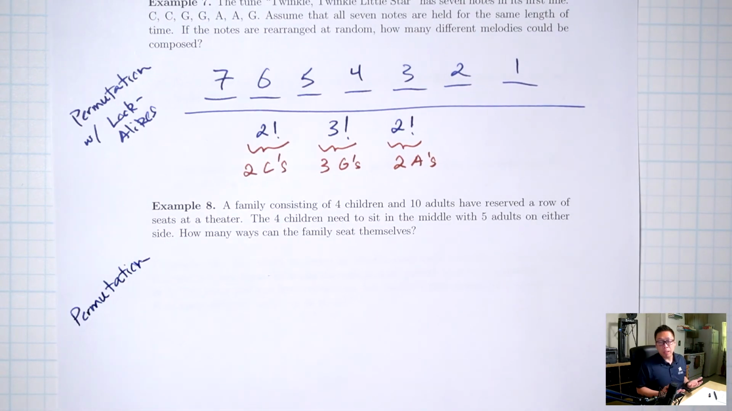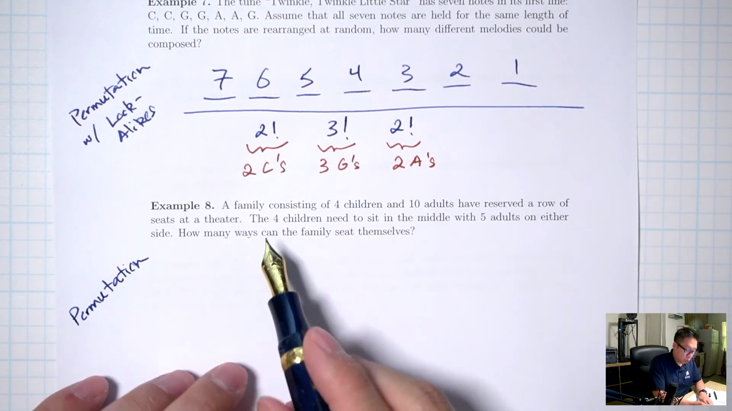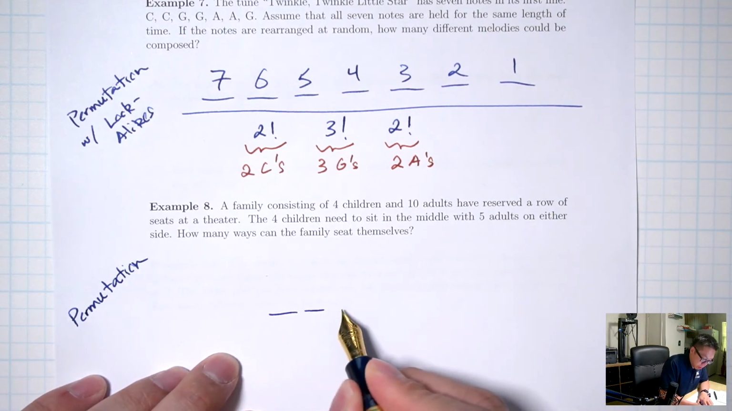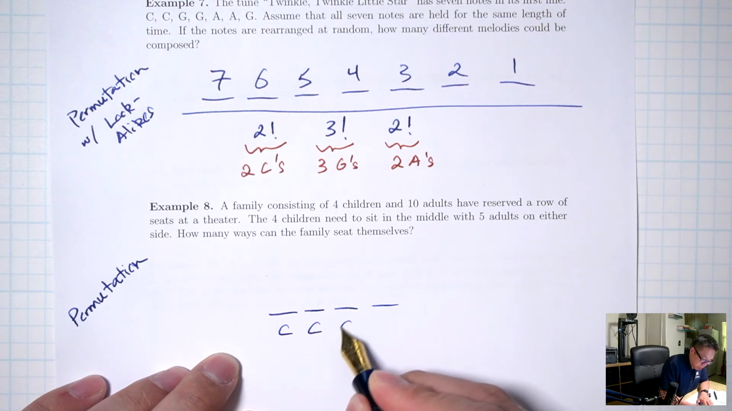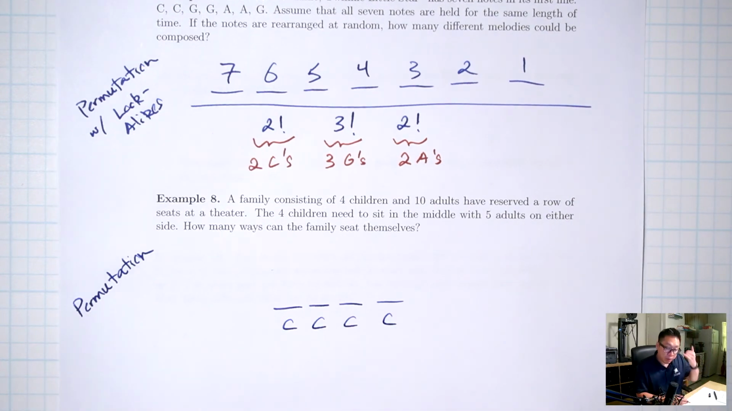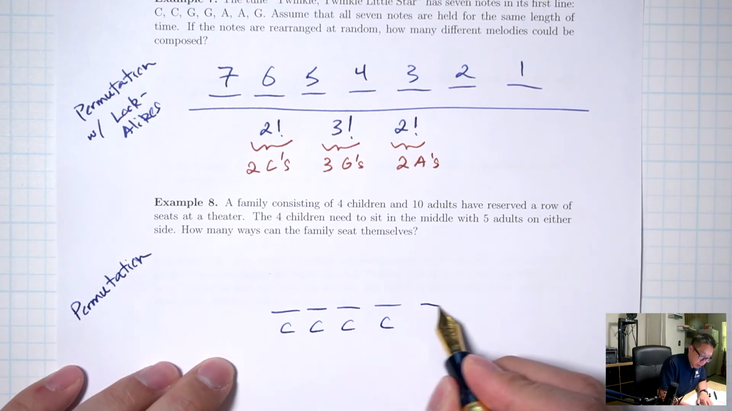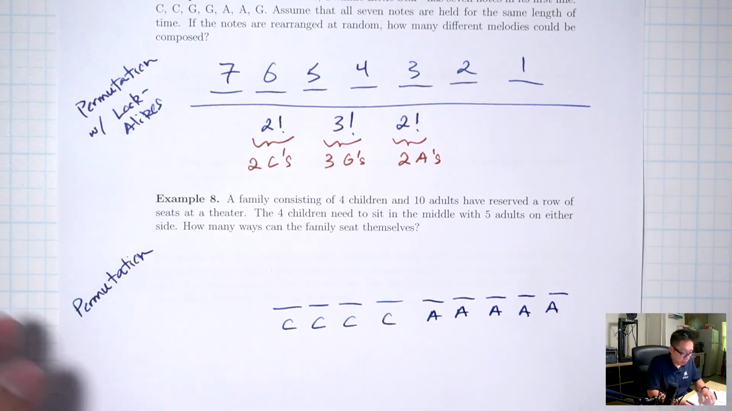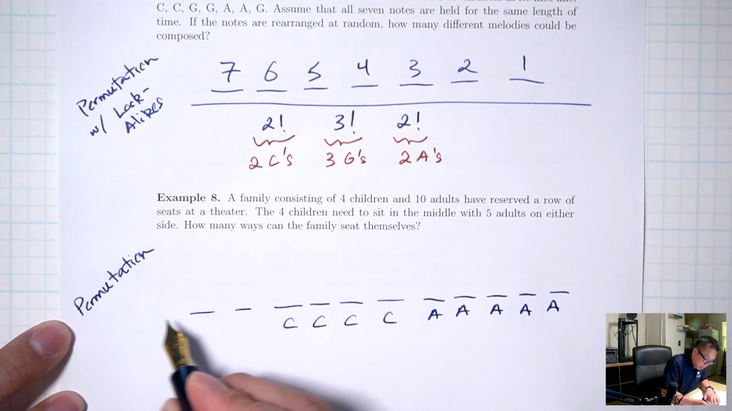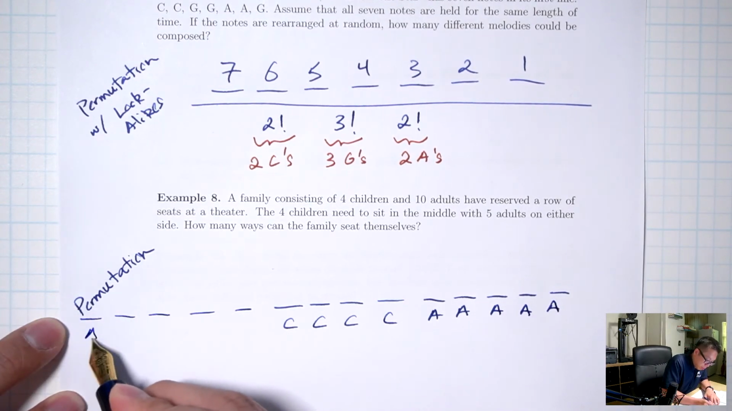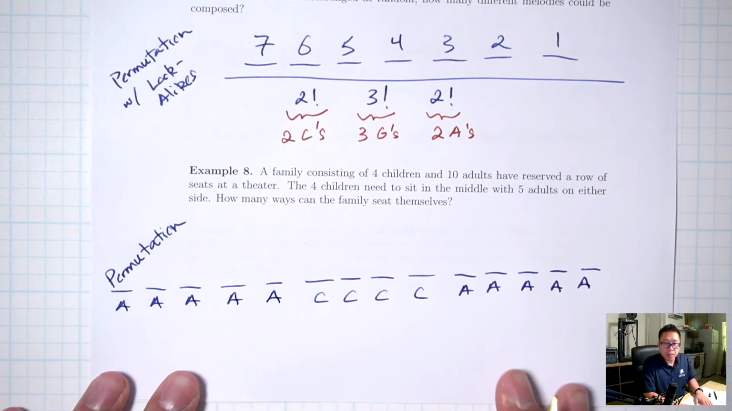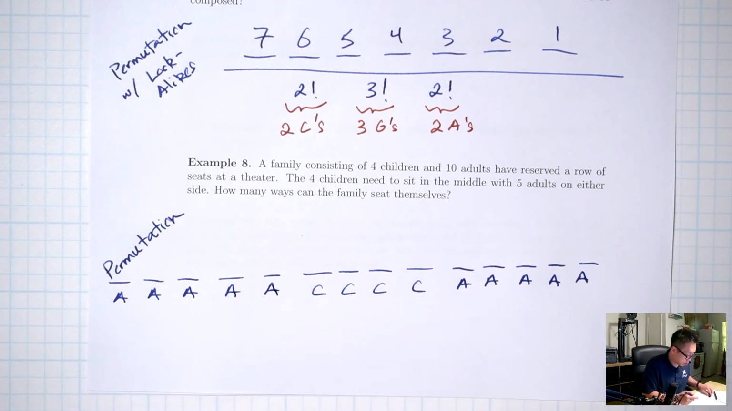Okay, figure out how many blanks you need. I have 4 children in the middle. So I put those in first. These are children, children, children, children. And then I need 5 adults on either side. Okay, 4 children in the middle, 5 adults on either side.